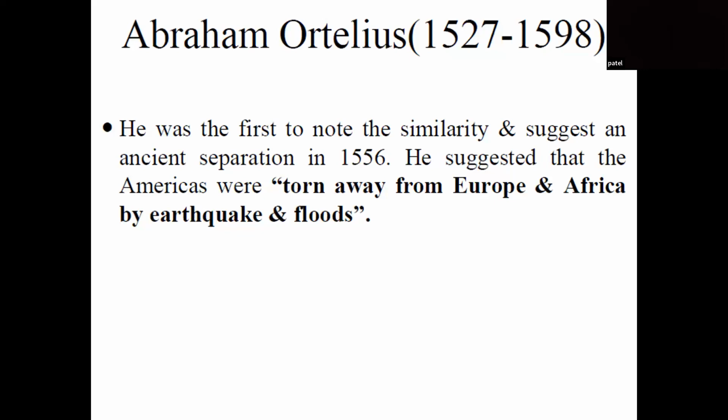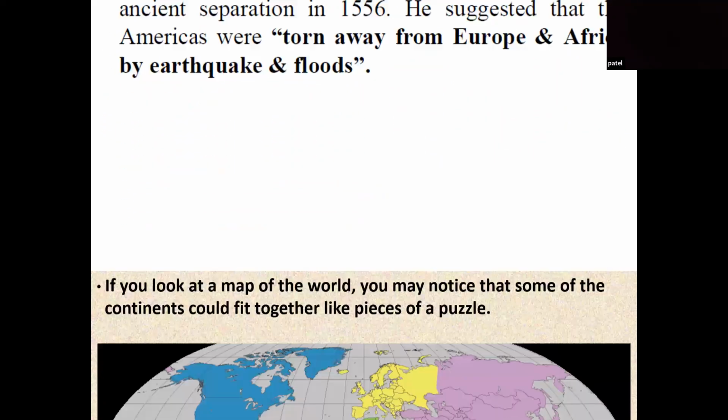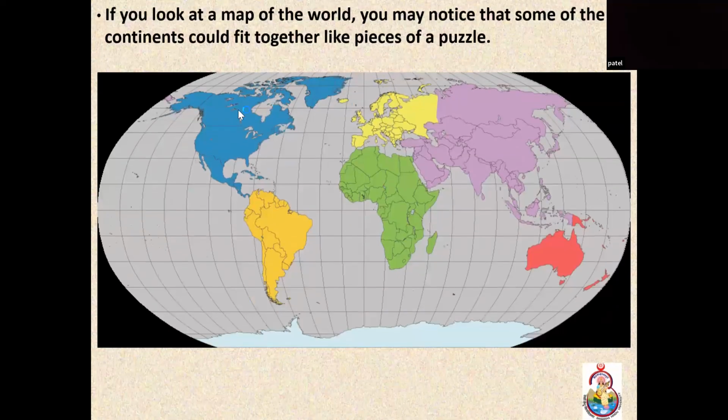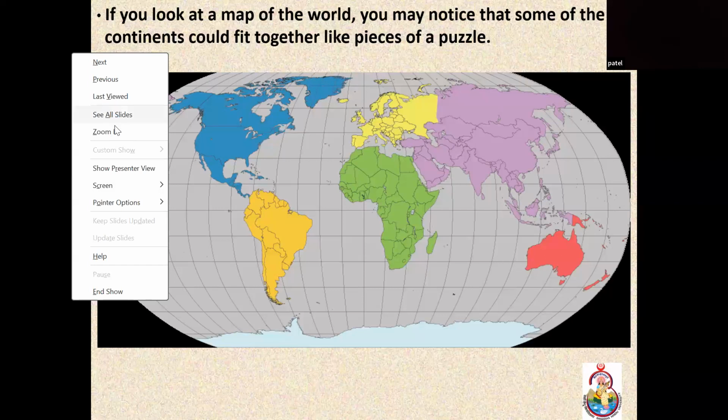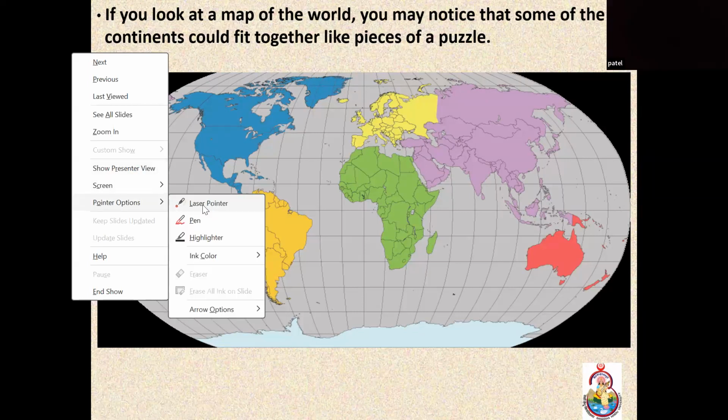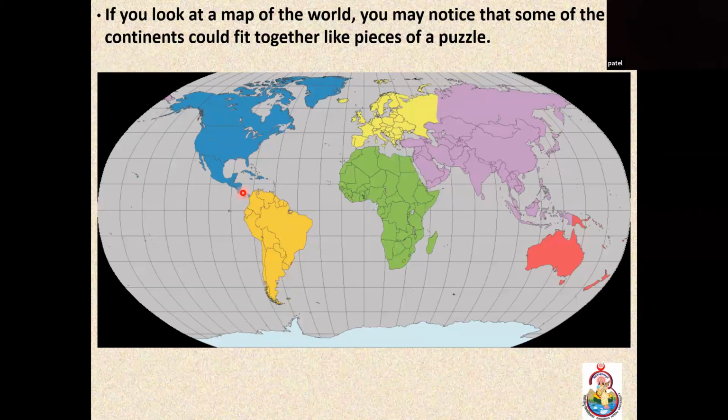Are you able to listen to me? Yes, friends? Yes, sir. Okay. So if you see here, you can see these two continents. This pointer is visible to you? Yes, sir. It is visible. But if you can convert that into laser pointer by right click, there is an option. Okay, right click, na? Pointer options. Okay. Is it visible now? It is better. Pointer? Yes, sir.